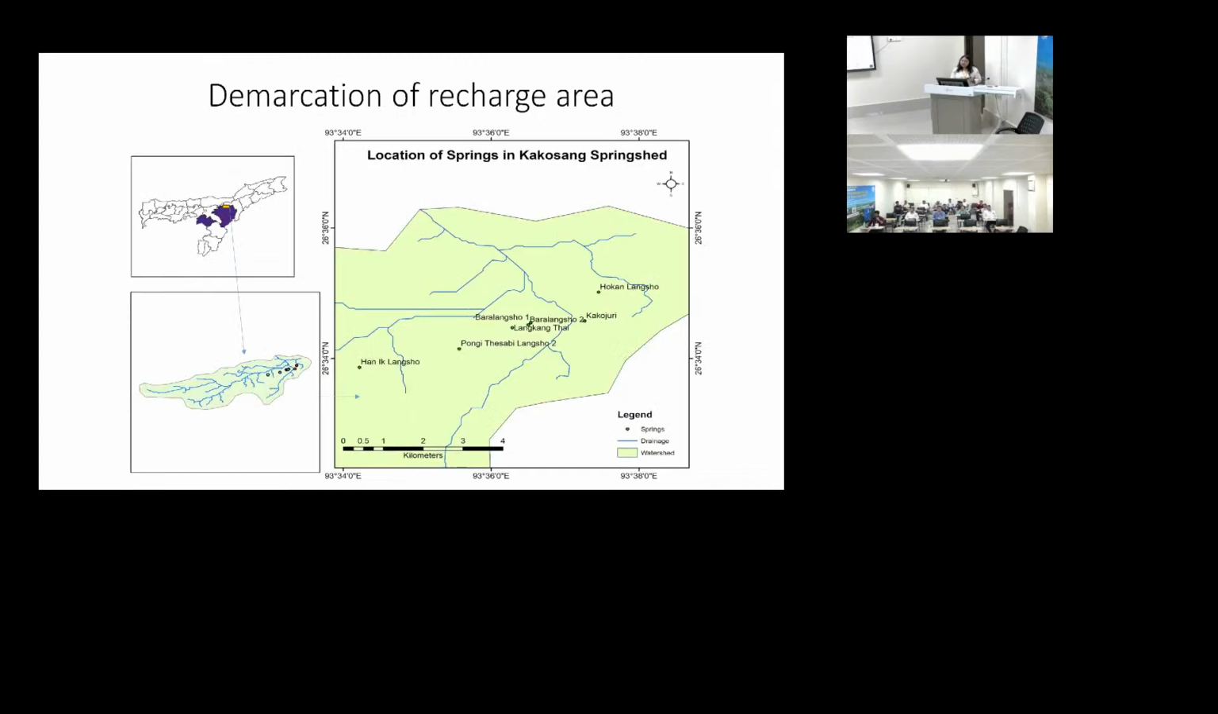So, how to apply geological mapping in recharge area demarcation. Previously we have done a spring inventory of 6 springs in the Kakosang Spring Shed in Karbi Anglong district for the Soil and Land Conservation Department of the Government of Assam. Under this we have identified these 6 springs. So first of all we have demarcated the watershed of the area.